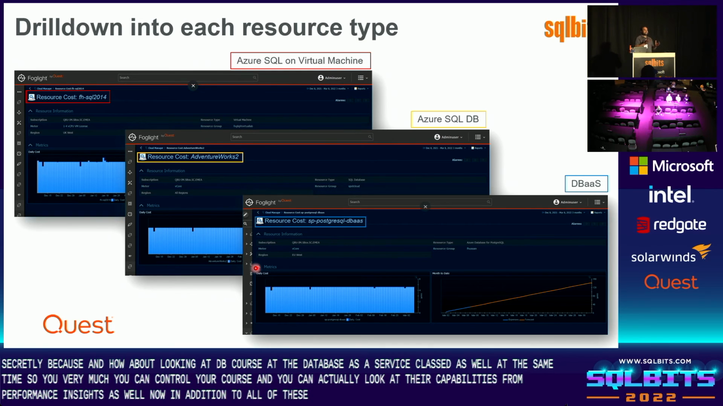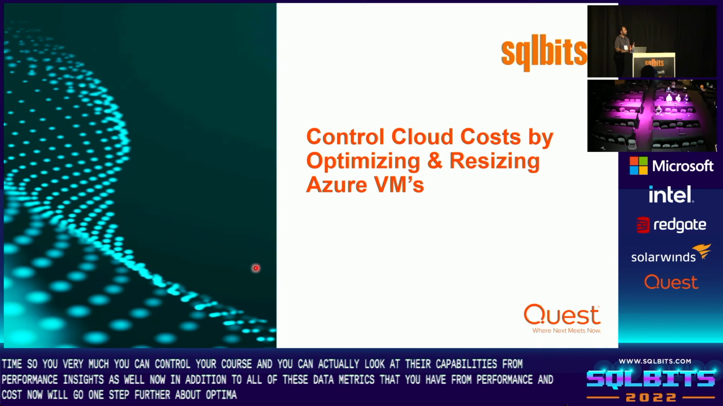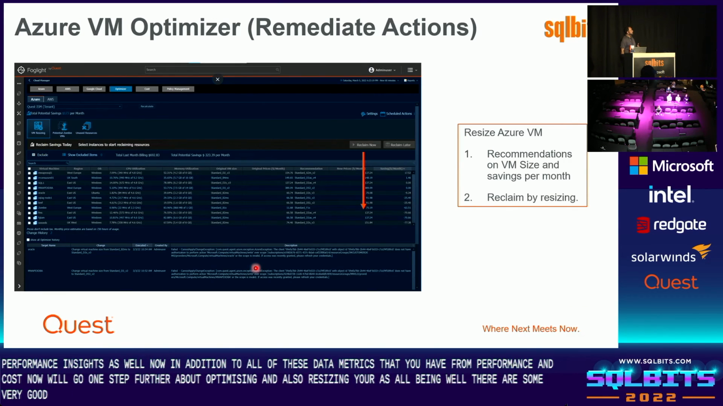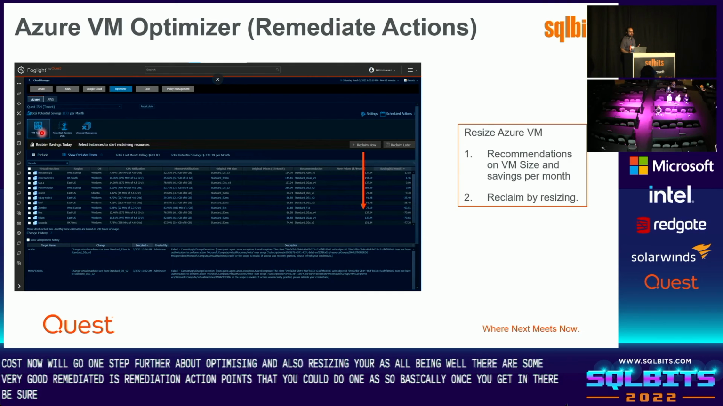Now, in addition to all of these data metrics that you have from performance and cost, we'll go one step further and talk about optimizing and resizing your Azure VMs. There are some very good remediation action points that you could take. Once you get in there, we show details around VM resizing, the machines that need to be resized on Azure.